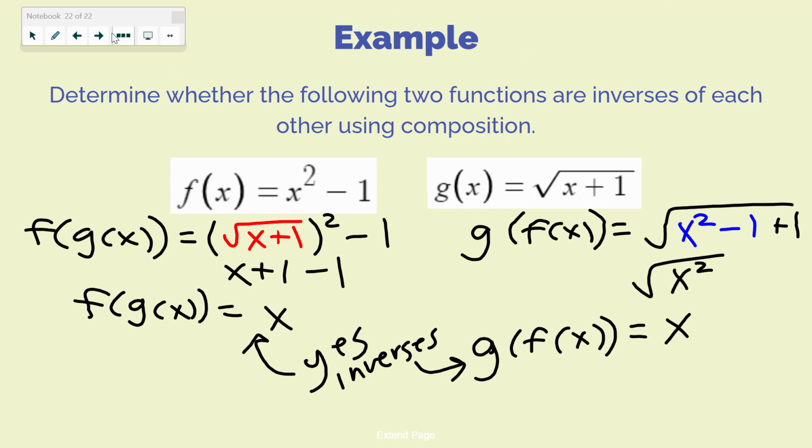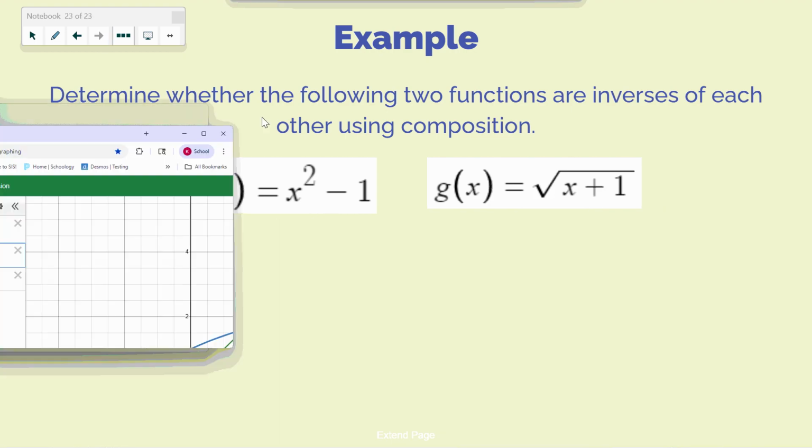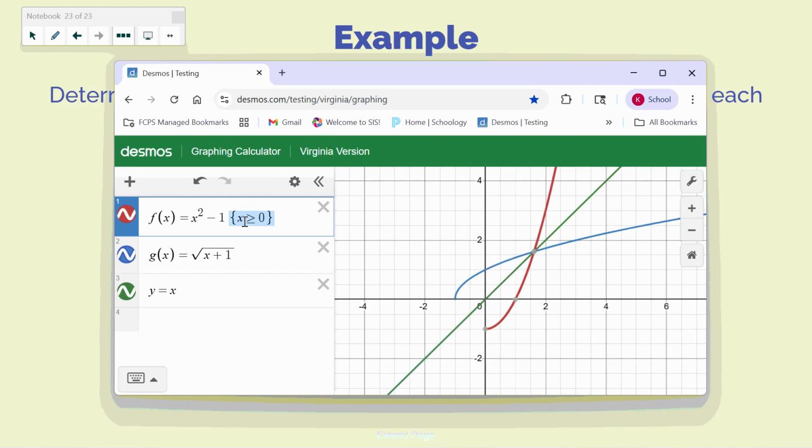So let's look at what we got going on here. We have x squared minus 1 in red, and then we have the square root of x plus 1 in blue. And we have the line y equals x in green. Does it look like blue and red are reflecting over each other? Yeah, but if you're looking at y equals x and you cut off part of the red, it is reflecting over each other. That's a great idea by Chloe. It's only reflecting if you cut off part of the red.